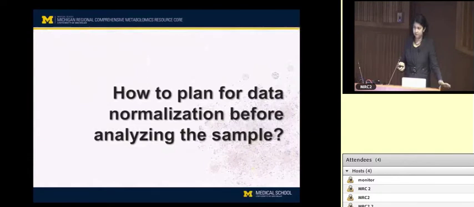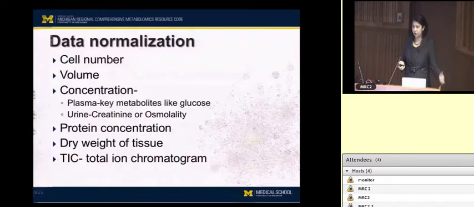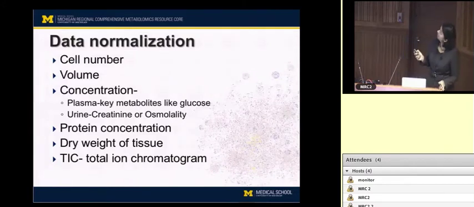The other thing to consider in metabolomics experiments is to normalize the data, as you are collecting biological materials. How will you normalize sample A to sample B? Sometimes it's really clear. For example, cell number in cell experiments, volume in media, and biological fluids like plasma. Sometimes you are doing fluxomics and you're trying to normalize two subjects together. You might use key metabolites in the plasma like glucose.